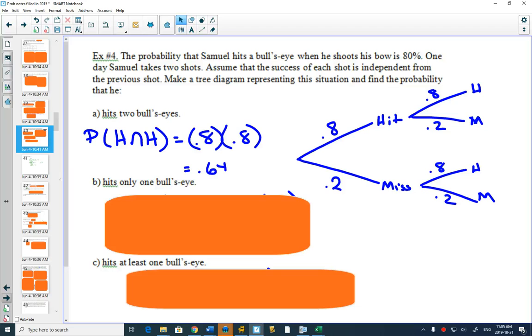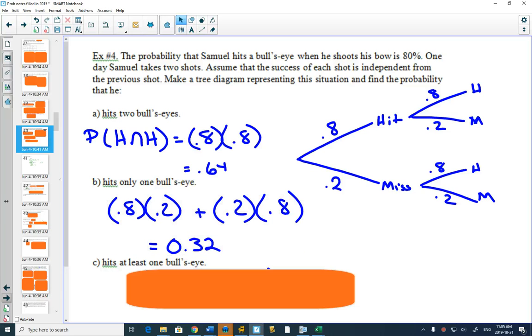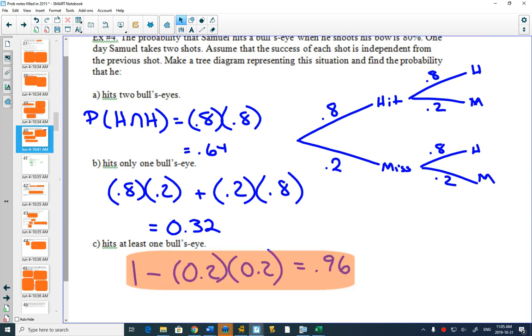What is the probability he hits only one bullseye? Again, if you look at the tree diagram, you can see that there's 2 cases. A hit and a miss, or a miss and a hit. And then again, this word "at least": hits at least one, it's probably easier to do 1 minus both misses. 96% chance, okay?